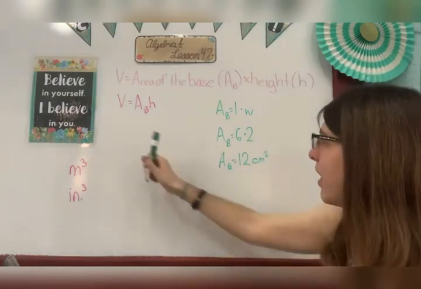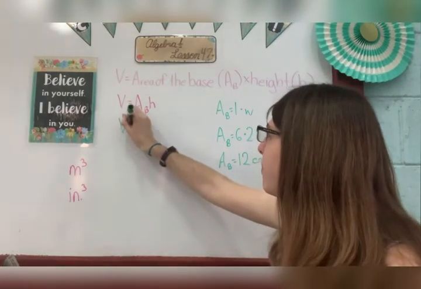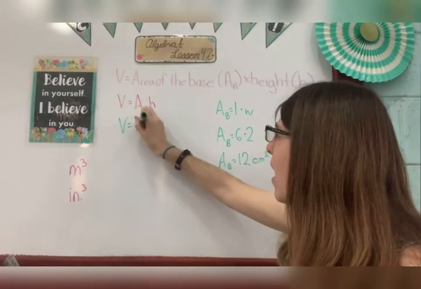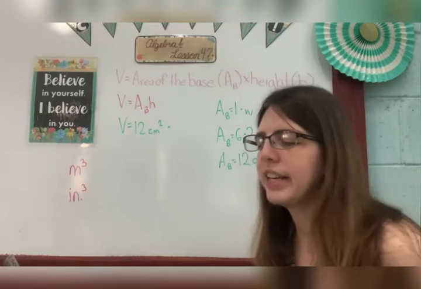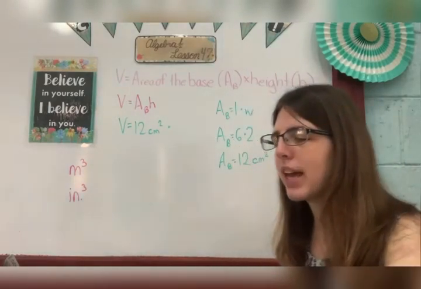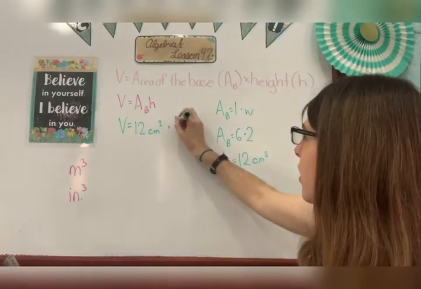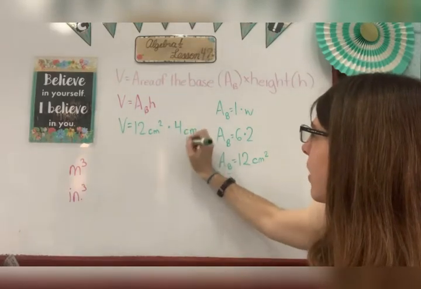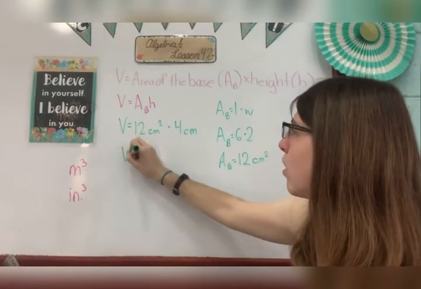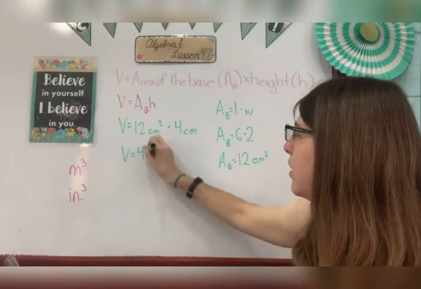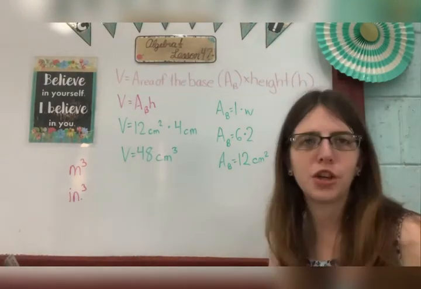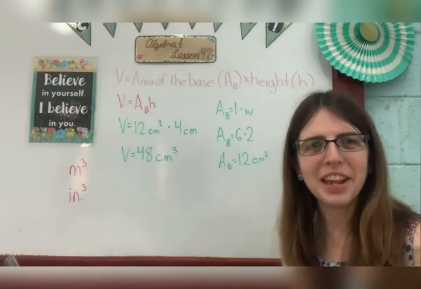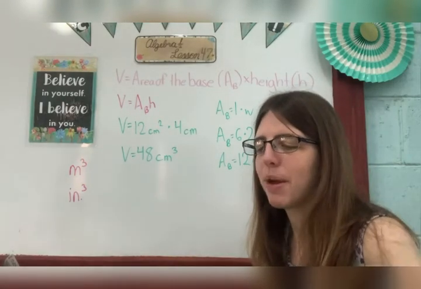Okay, now I'll plug that into my formula for volume. So I have 12 centimeters squared times my height, and my problem tells me that my height is 4. So I have 12 times 4, which is 48. So my volume is 48 centimeters cubed. Pretty simple, right? You guys got this. All right, let's try another one.